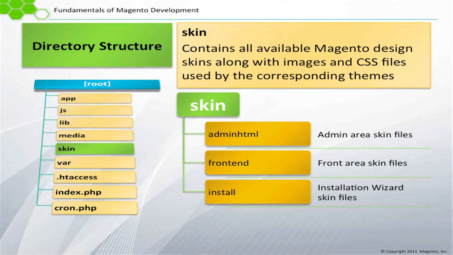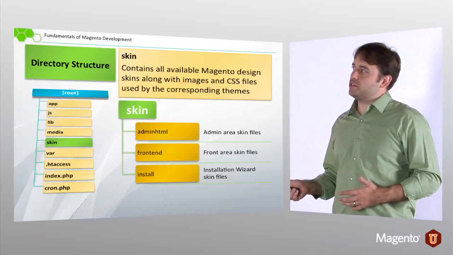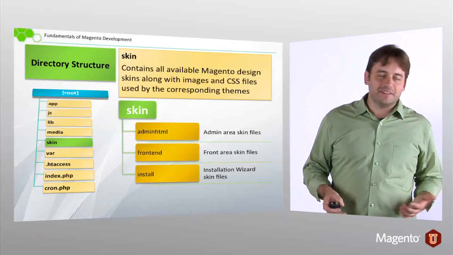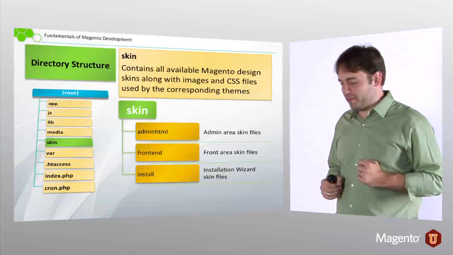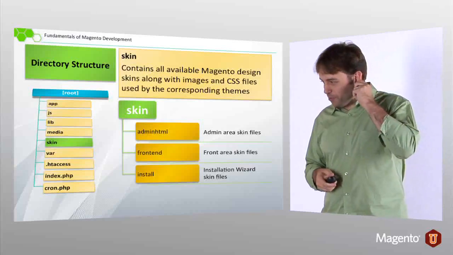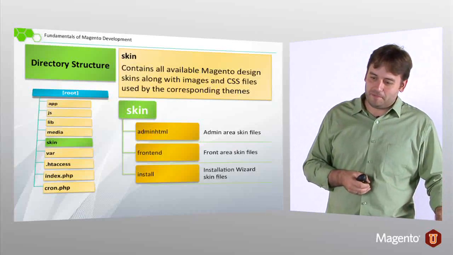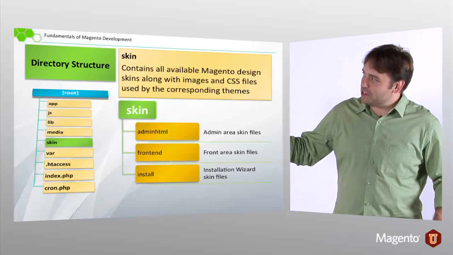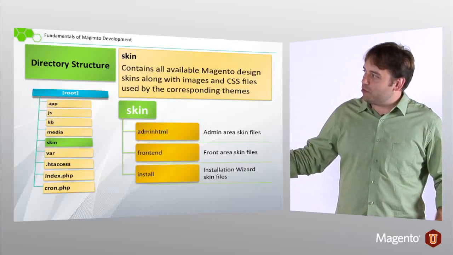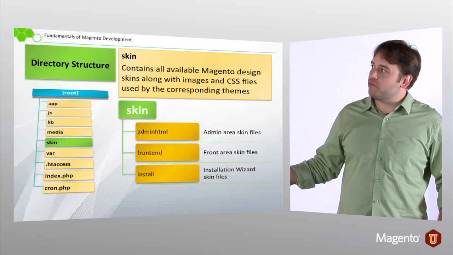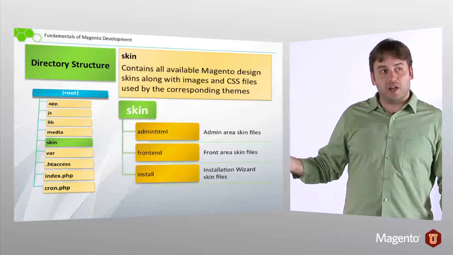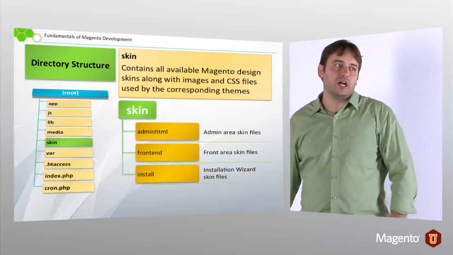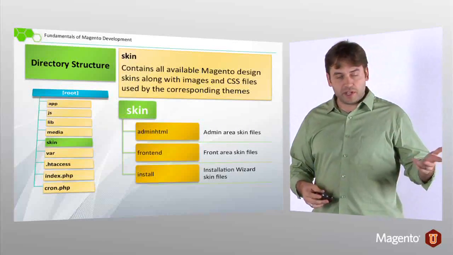All right, so the skin folder, admin HTML, front end, and install. These are design areas. There are lots of areas in Magento, literal areas. You have event areas and configuration areas, but really the one to consider in this case is the design area. And you'll see admin HTML, front end, and install. You'll actually see these same three folders under app design. So we'll look at how those two sync up in the design lesson that we'll have on Wednesday.